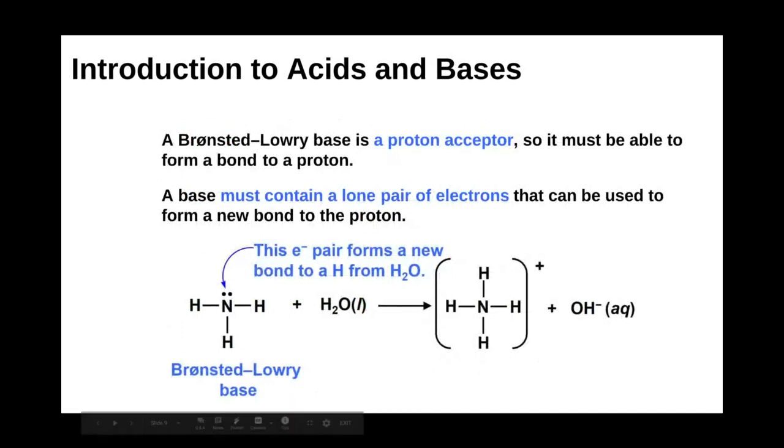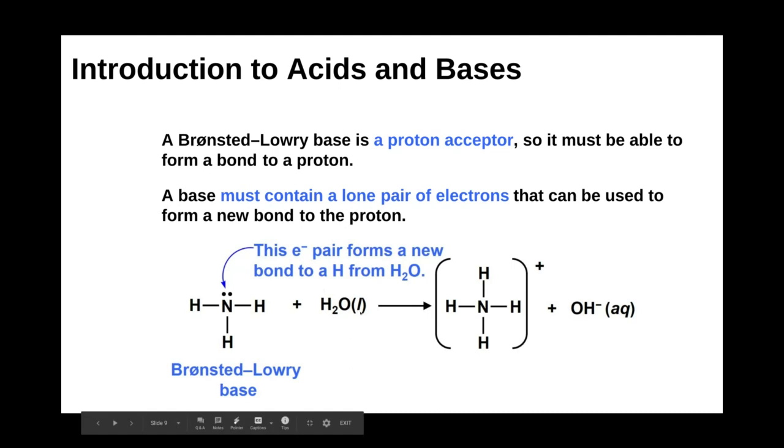Now, a Brønsted-Lowry base is a proton acceptor. So it has to have the capacity to form a bond with a hydrogen ion, right? That's all a proton is, just a single hydrogen ion. And a base itself has to contain a lone pair of electrons that can be used to form a new bond with that proton. So we can look at water.